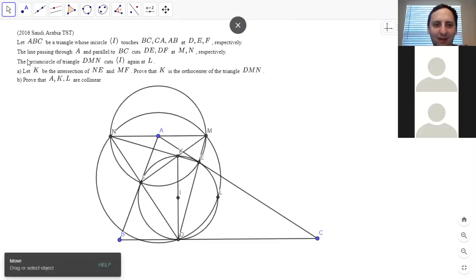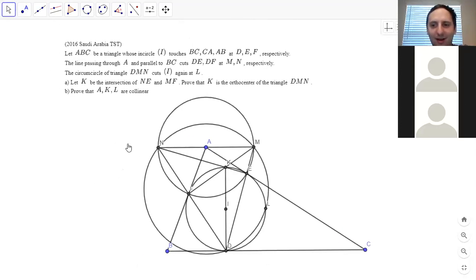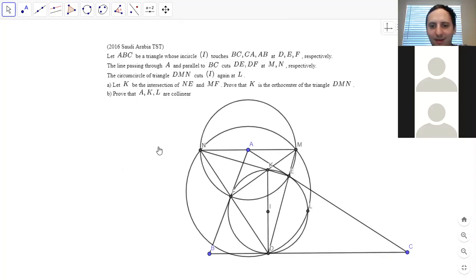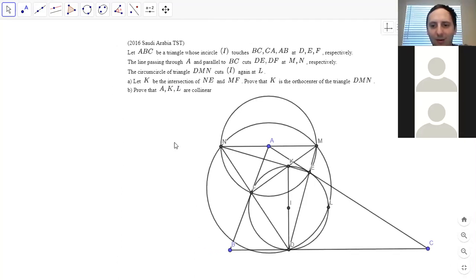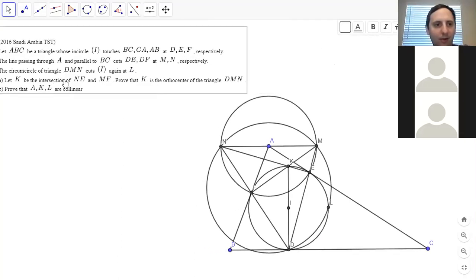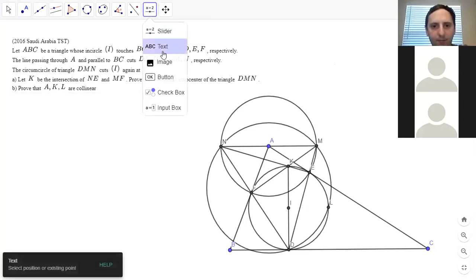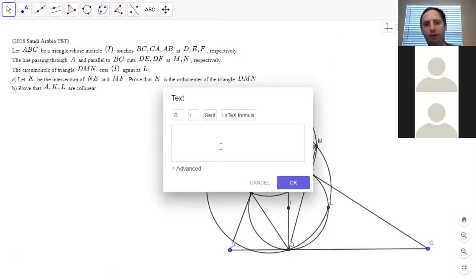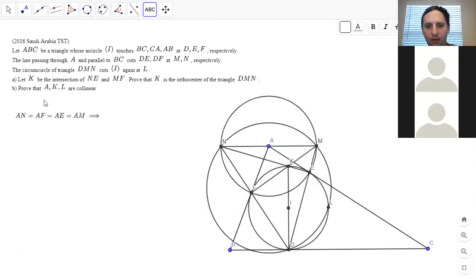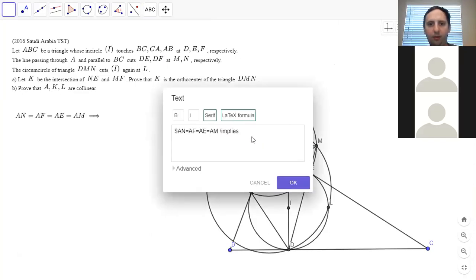So it's interesting. All right. Let me just type it up quickly. So we have AN equals AF equals AE equals AM. So that means that NFEM is cyclic with center A.